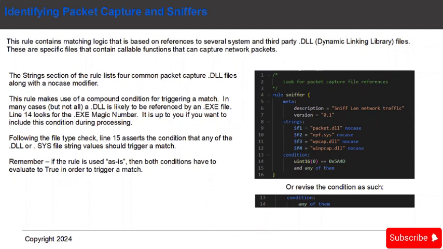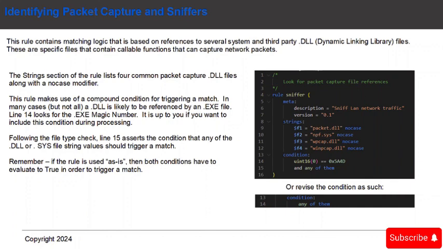The strings section lists all four of these: the packet, npf, wpcap, and winpcap DLLs. What we're going to do initially is a compound condition. On line 14, we check to see if we're working with an executable file. This is the magic number that we looked at earlier. Then we combine that with an AND condition. Should it be an executable file and any of the string values match, then we trigger.